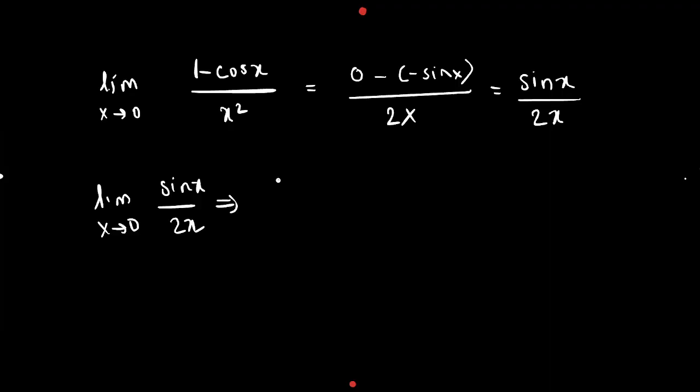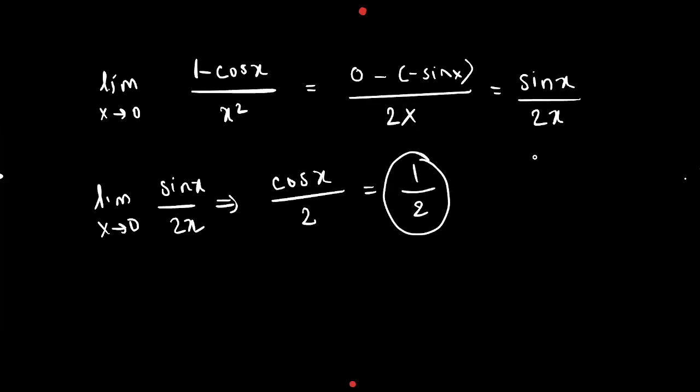L'Hopital's rule once again gives us cosine x over 2. So now, if we use direct substitution, you see that we get an answer of 1/2. So if you see that using L'Hopital's rule does not yield an answer, try to use it again. Use it until you're able to use direct substitution for your limit and get an answer.